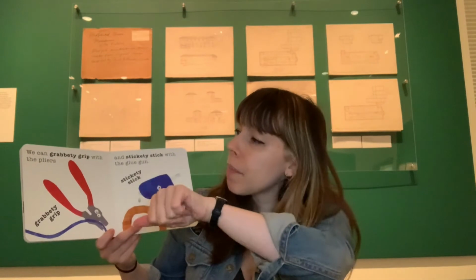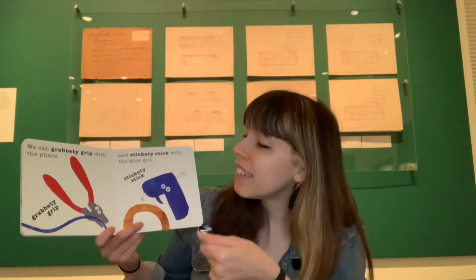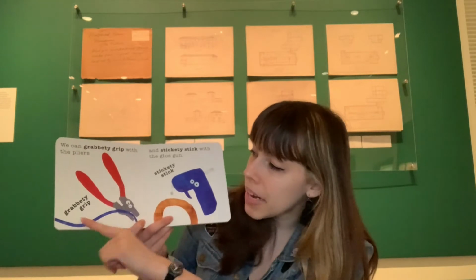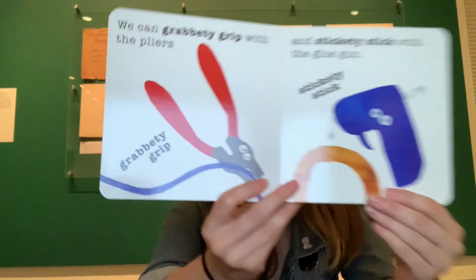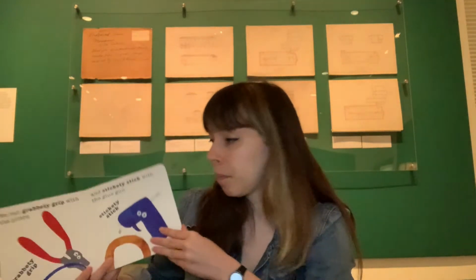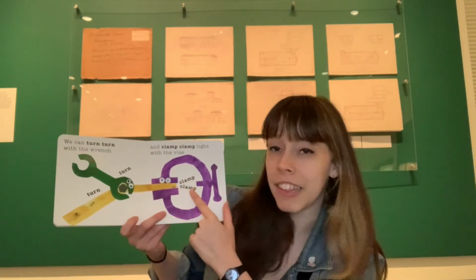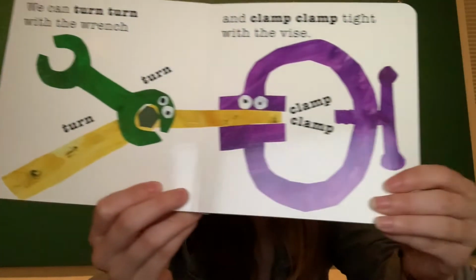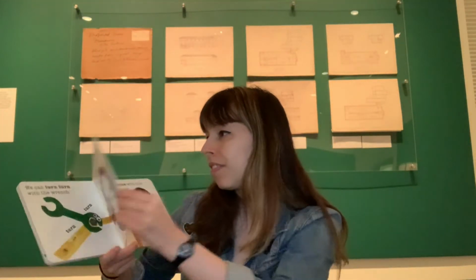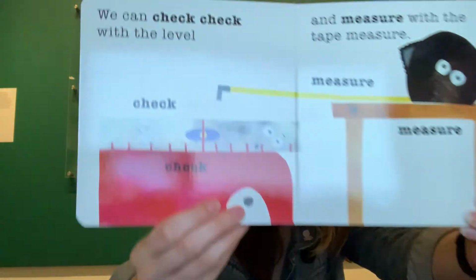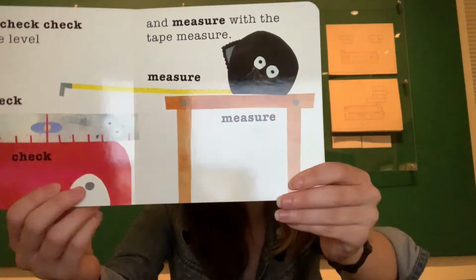We can grippity grip with the pliers and stickity stick with the glue gun. Grippity grip, stickity stick. We can turn with the wrench and clamp tight with the vise. Turn, turn, clamp, clamp. We can check, check with the level and measure with the tape measure. Check, check, looks good. Measure, measure.